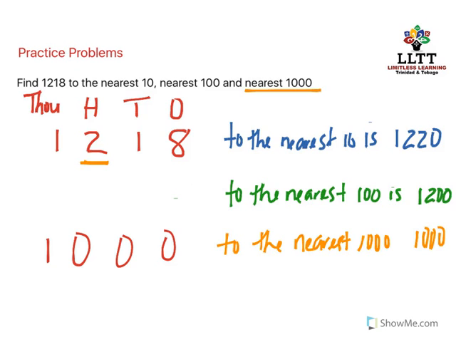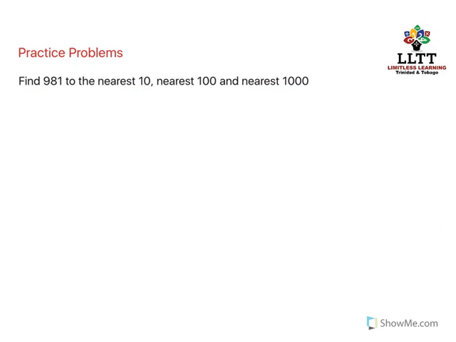Let's do one last practice problem. Our final problem is to find 981 to the nearest 10, to the nearest 100, and to the nearest 1,000. So we're going to write down our number, 981, and this is ones, tens, and hundreds. Okay, so first we're going to look at to the nearest 10.